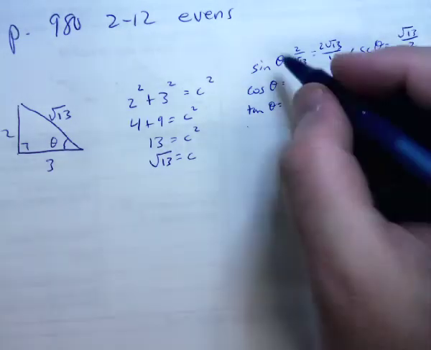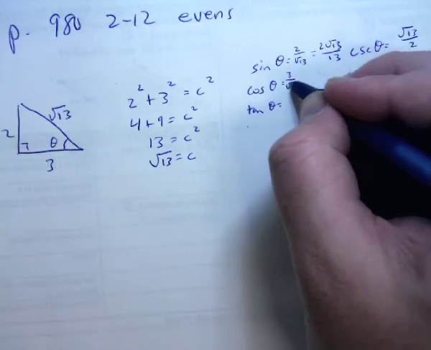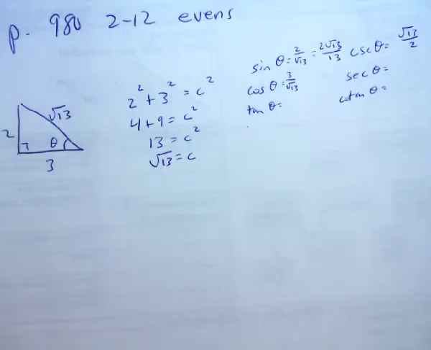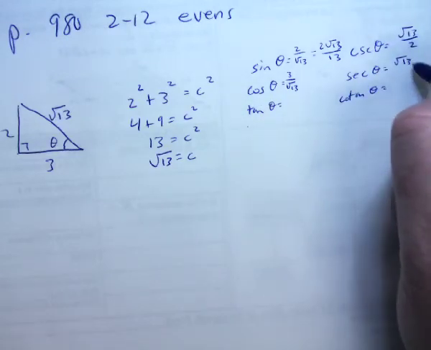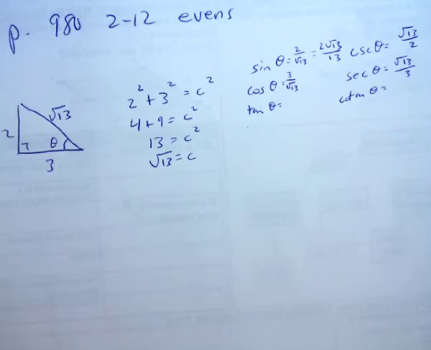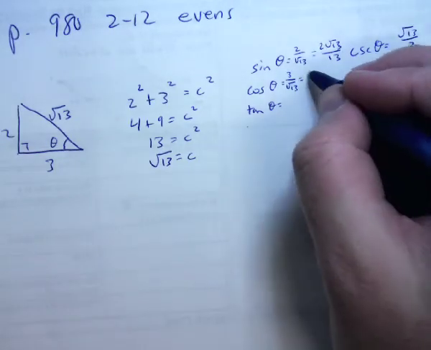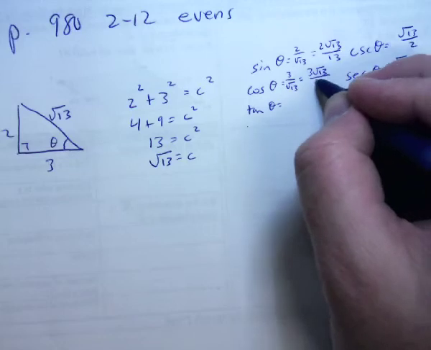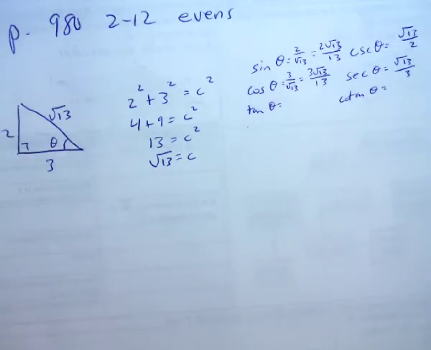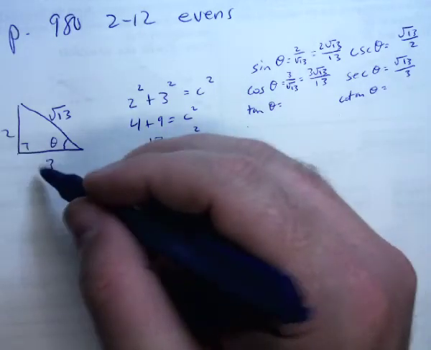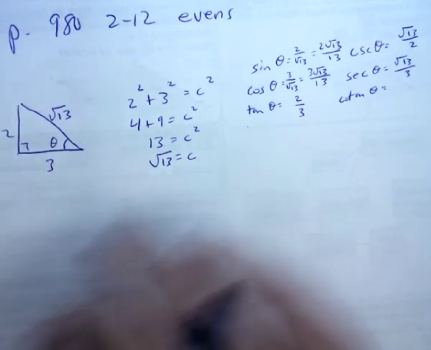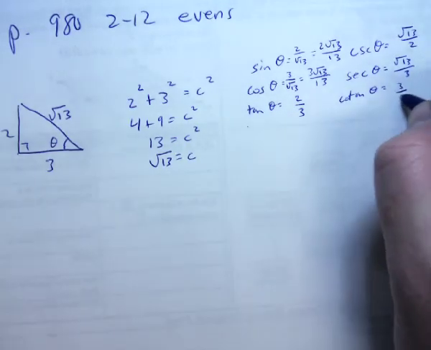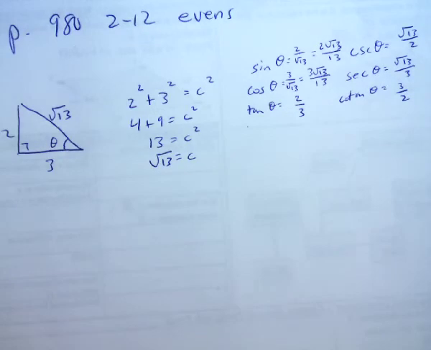Cosine is going to be the adjacent over the hypotenuse. The adjacent is 3. Secant is just going to be that flipped upside down, so root 13 over 3. And I don't want to leave roots in the bottom, so I'm going to multiply the top and the bottom and get 3 root 13 over 13. And then I have tangent. Tangent is opposite over adjacent. It's 2 over 3. Cotangent is just that flipped upside down, so that's 3 over 2. So that's number 2.